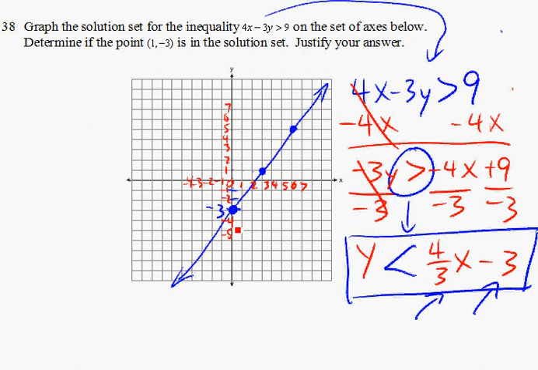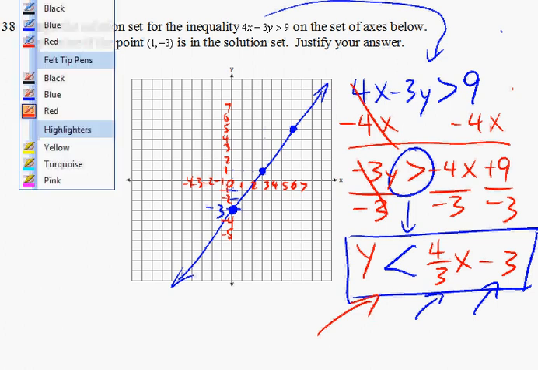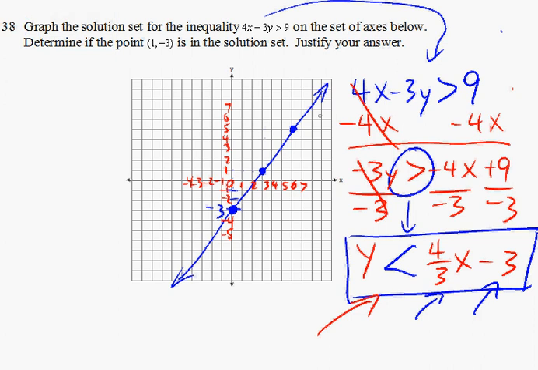And I made a mistake on the line because this is a less than sign, it's actually going to be a dotted line, not a solid line. Okay, if y is less than or equal to 4 over 3x minus 3, then we put a solid line. Because it's not equal to, it's actually a dotted line. So let me just change that. Okay, that is my dotted line, right?